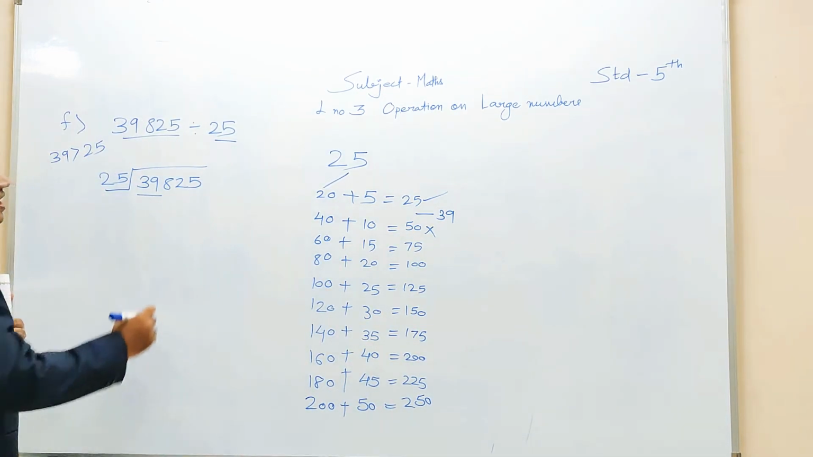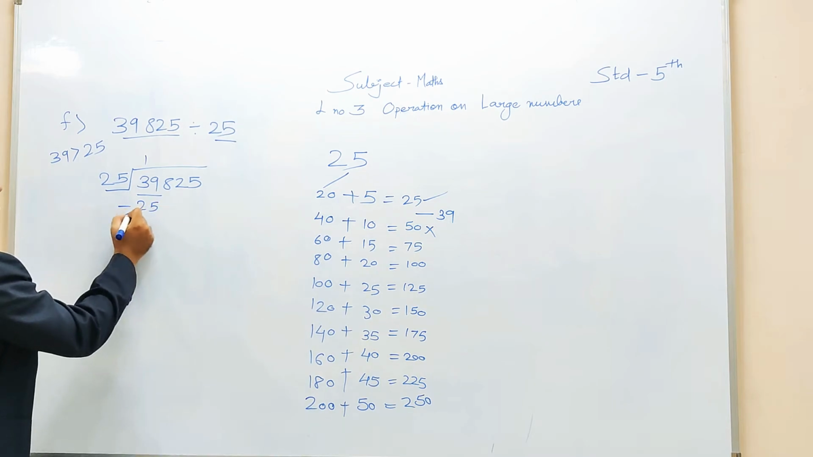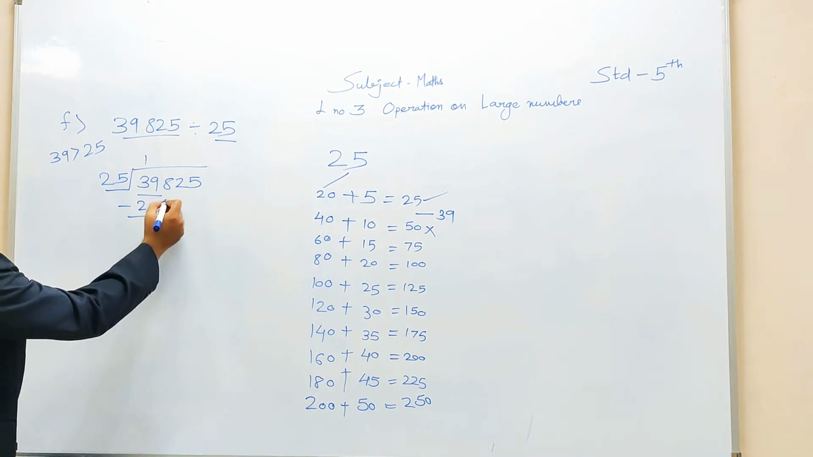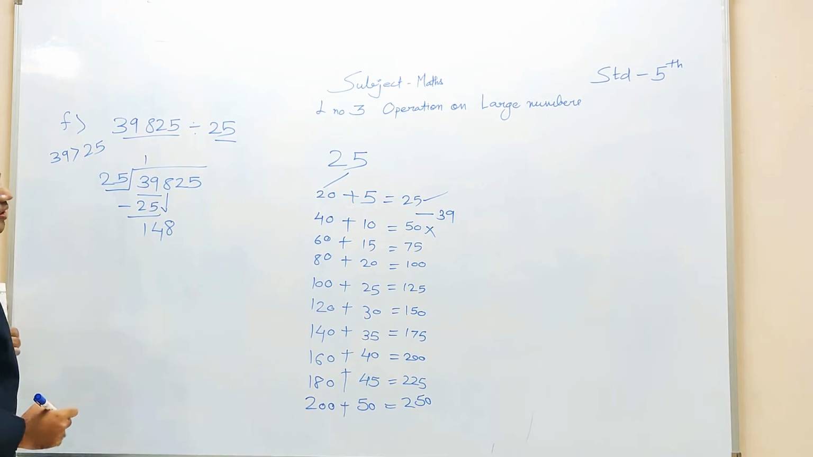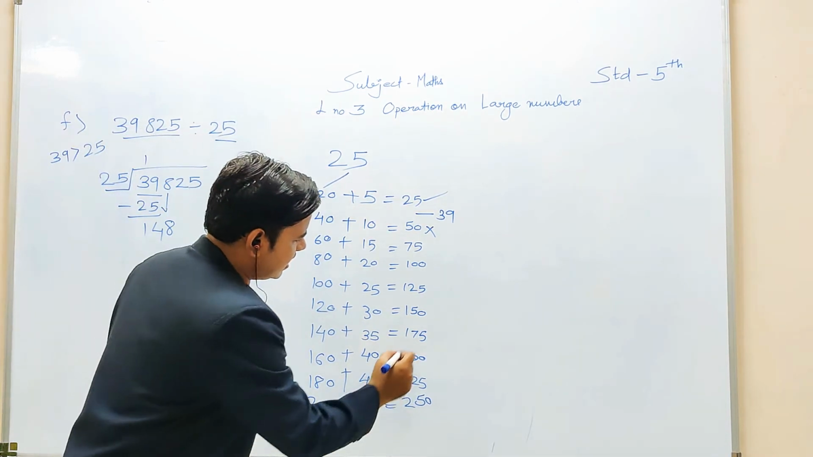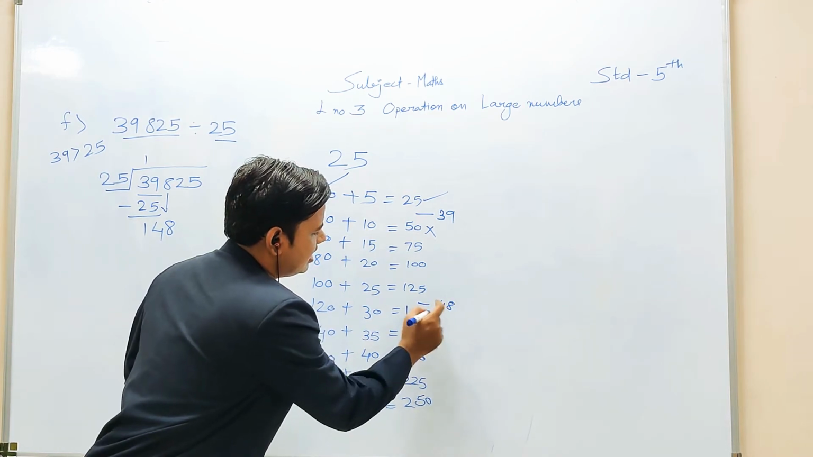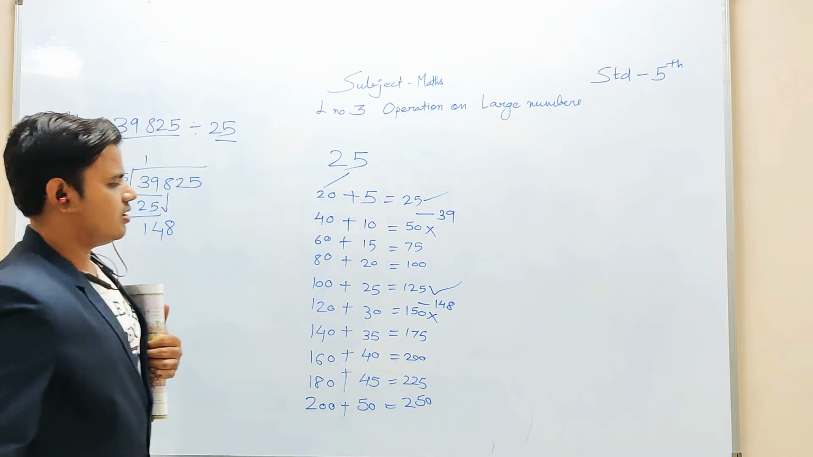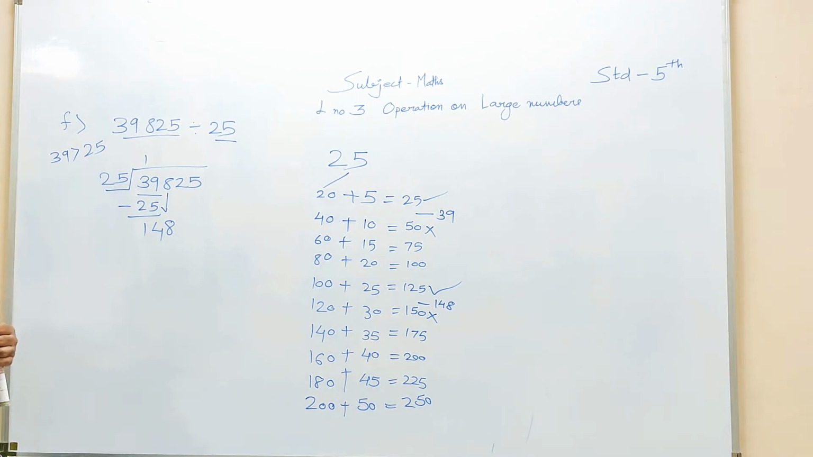Okay, so 25 ones are 25. 9 minus 5 is 4. 3 minus 2 is 1. Okay, bring this 8 down. Where is 148? Here is 148, in between 125 and 150. You cannot take this number. You have to take 125.